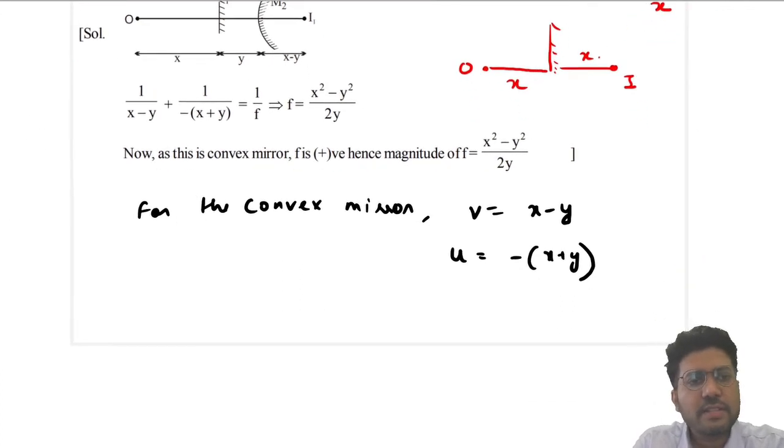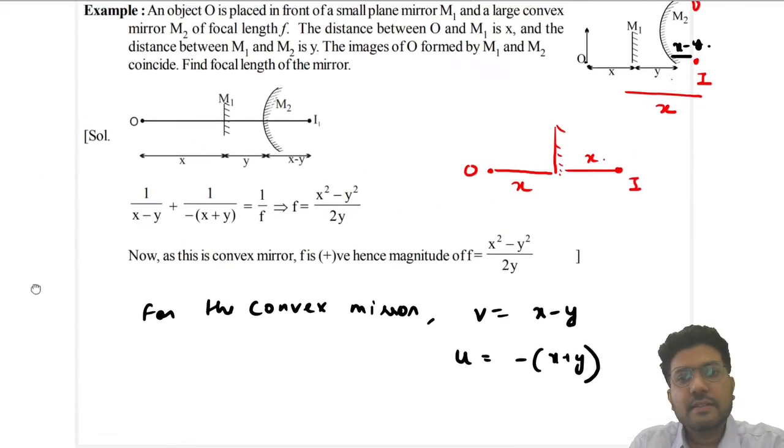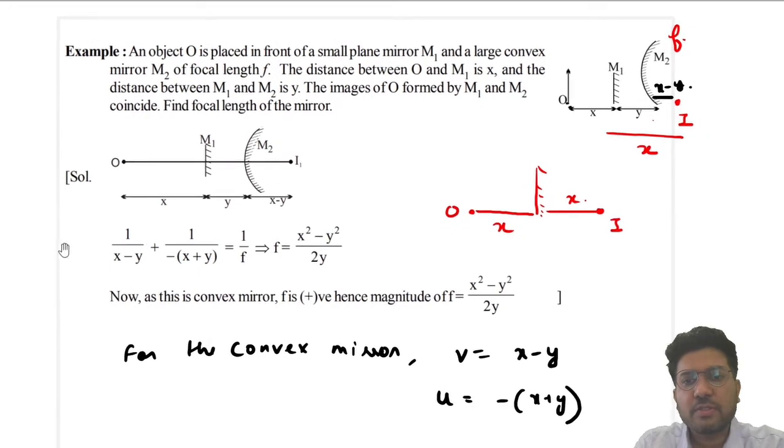Now what you have to do is just use the mirror formula. 1 by v plus 1 by u is equal to 1 by f. Substituting minus x and plus y, when you solve this, you will get f is equal to x square minus y square divided by 2y. Okay, now as this is a convex mirror, f is positive and hence the magnitude of f is x square minus y square divided by 2y. Since this is a convex mirror, the focus will come out to be positive, so x will be greater than y.